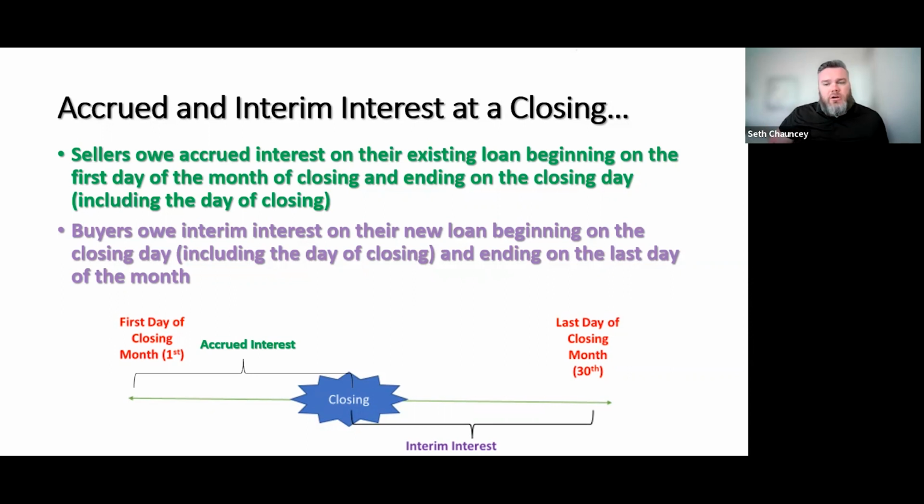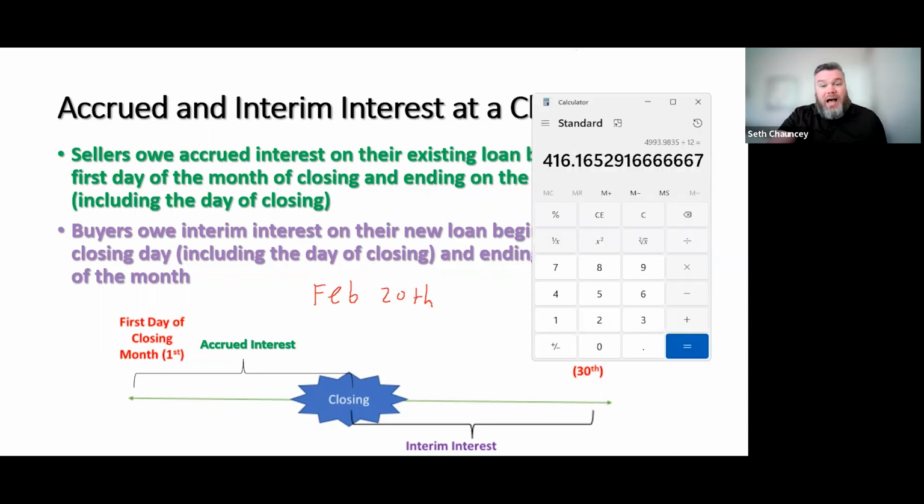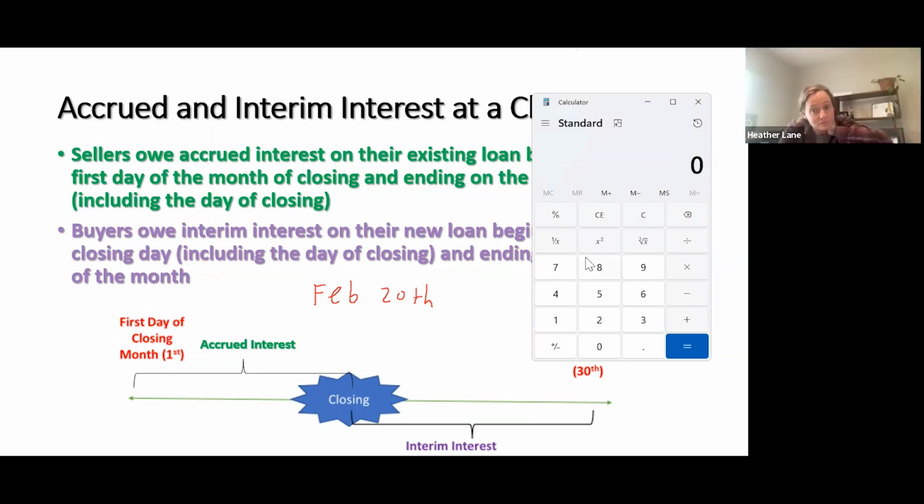But the buyer is tricky, and that's why I wanted to come off this slide. Let me explain this. Every single month has 30 days in this class. So if you were on February 10th, actually, let me make it the 20th, because it's going to be easier to explain. February 20th. The way to calculate the days that a buyer is responsible for interim interest is how many days are in the month? So answer that for me. How many days are in the month? 30. Always 30. So 30 minus the day of closing plus 1.